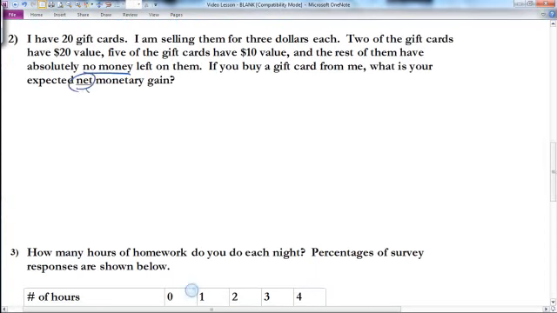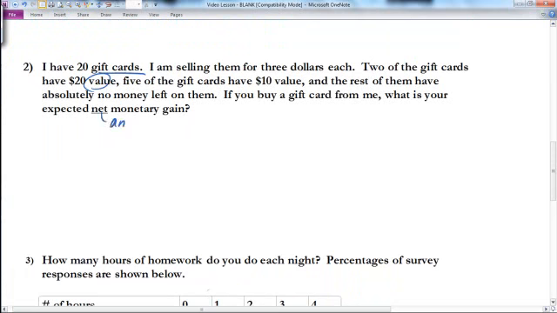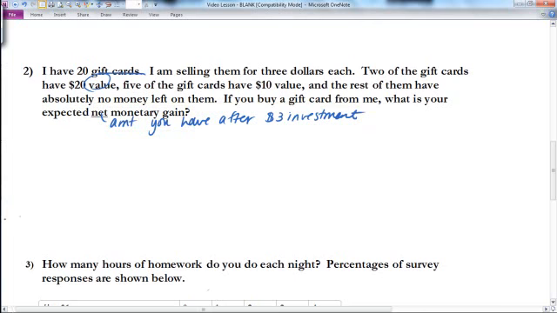Now, net gain means this is going to be the amount you will have after the $3 investment. So if you were to purchase a card for $3, and the card had a value of $5, then your net gain would be $2. So there are two ways that you can do this. One way is you can say that the expected value for each card has decreased by $3 because you have to take away the amount that it costs to purchase the card.